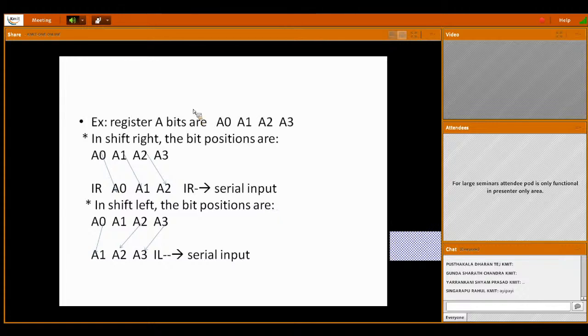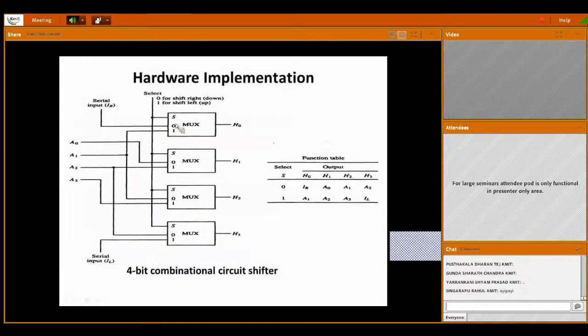Multiplexer H0. To get H0, what are the two inputs to be provided? You need to provide IR, which is connected at the 0th input line, and A1, which is connected at the first input line. Here it is highlighted. This line is highlighted. A1 is connected to the first input line of the multiplexer.